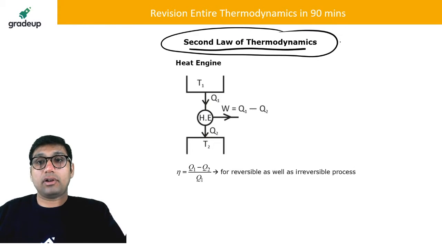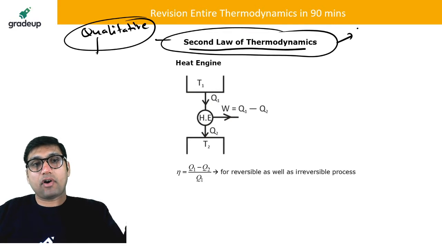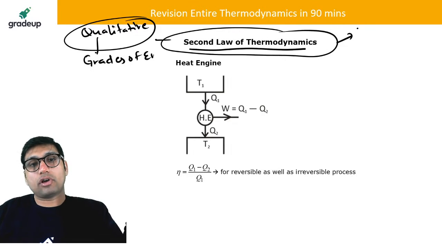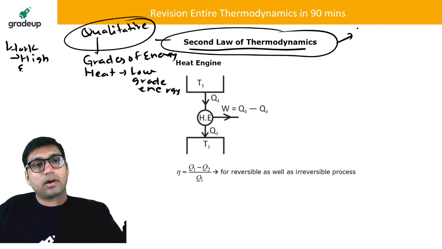In the second law of thermodynamics you will be studying two things. One is qualitative: it talks about energy as a qualitative form, or about different grades of energy. It basically says that heat is a low grade energy, and work, which is mechanical energy, is a high grade energy. It talks about the quality of the energy.